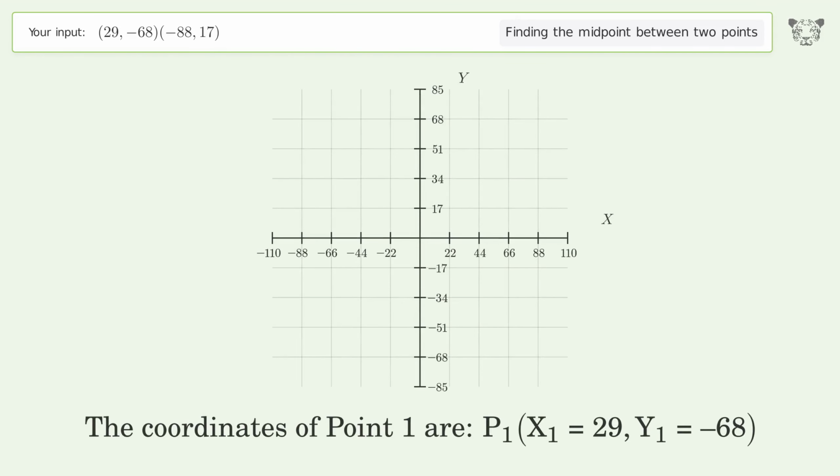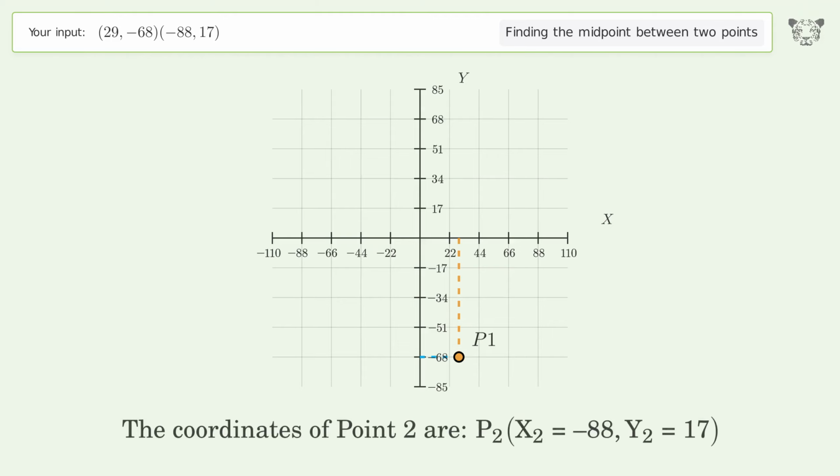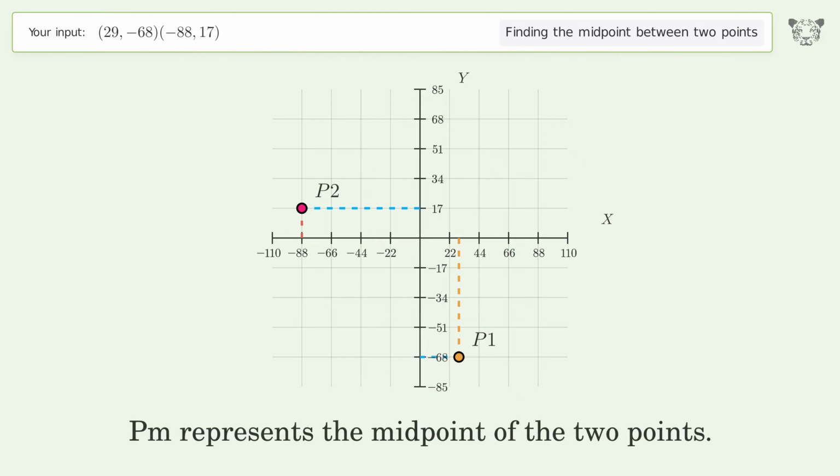The coordinates of point 1 are, x1 equals 29, y1 equals negative 68. The coordinates of point 2 are, x2 equals negative 88, y2 equals 17. PM represents the midpoint of the 2 points.